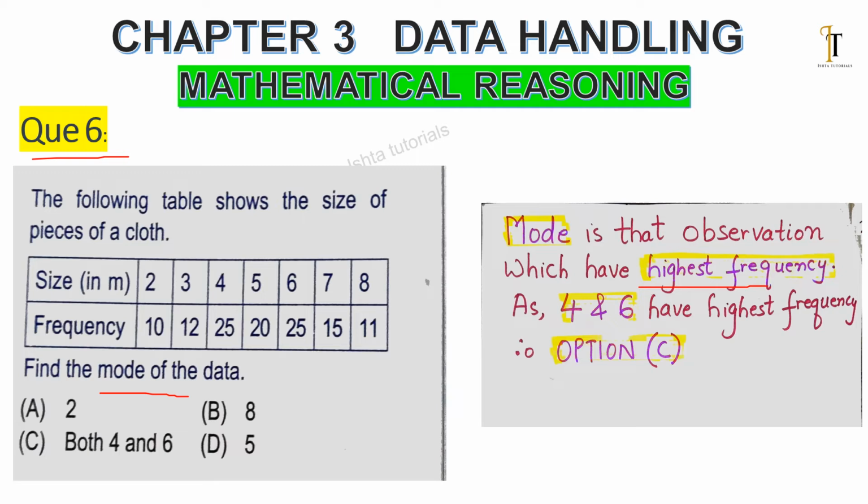So let's check in the table, like 2 having frequency 10, 3 is 12, 4 is 25, 5 is 20, 6 is 25, 7 is 15, 8 is 11. So we can see that in the frequency column 25 is the greatest number. So we can say that 4 and 6 have the highest frequency, which resembles option C.